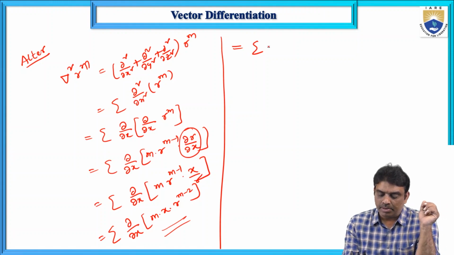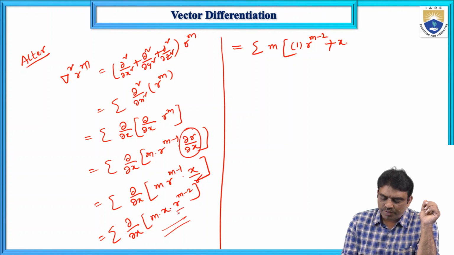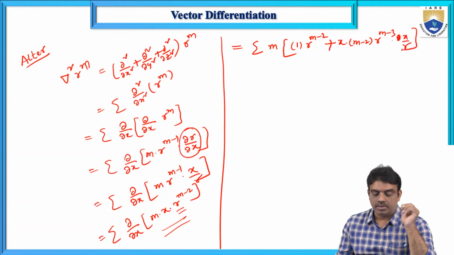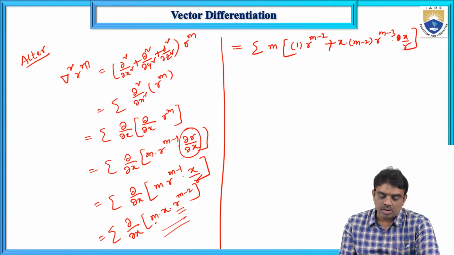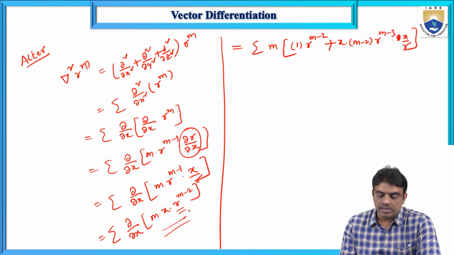m is constant, m right outside. So on differentiating x gives 1 and r power m minus 2 is treated as a constant term, plus x into the derivative of r power m minus 2 with respect to x, that is m minus 2 r power m minus 3 into ∂r/∂x. What is ∂r/∂x? x by r. m constant outside, x derivative 1, r power m minus 2 as it is, plus x into the derivative of r power m minus 2, m minus 2 into r power m minus 3.